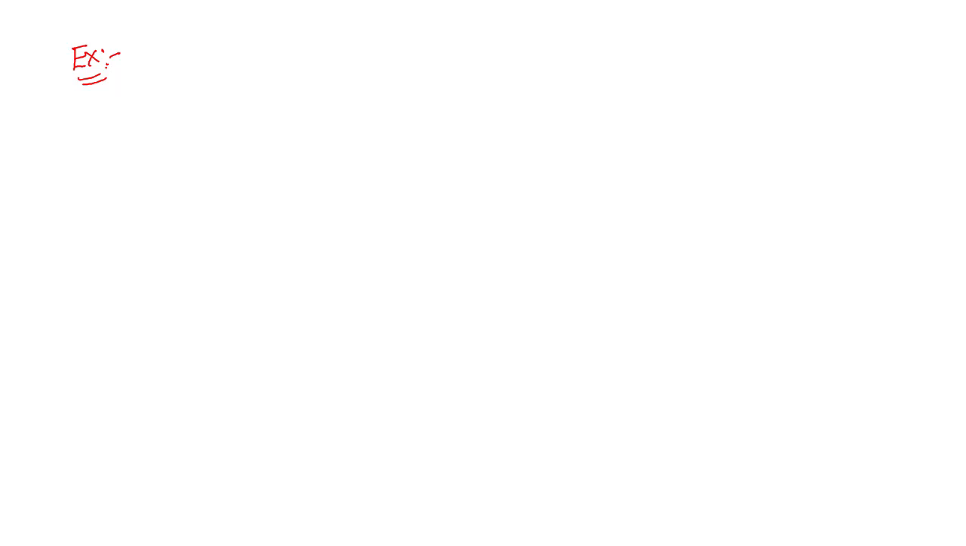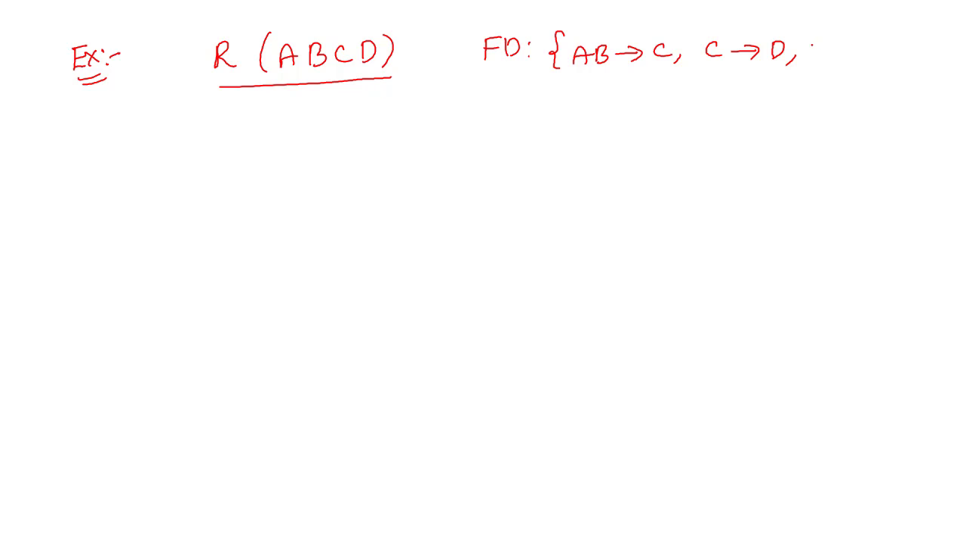So let us directly start the example. I am taking an example here. I have a relation R. This relation has 4 attributes, let us denote them as A, B, C, D. And this relation has the functional dependencies FD: AB implies C, C implies D, and D implies A. This functional dependency set FD is for the complete relation R.